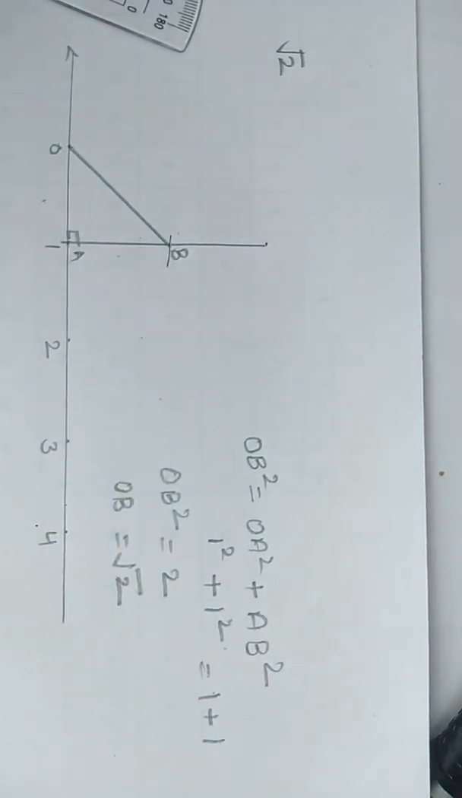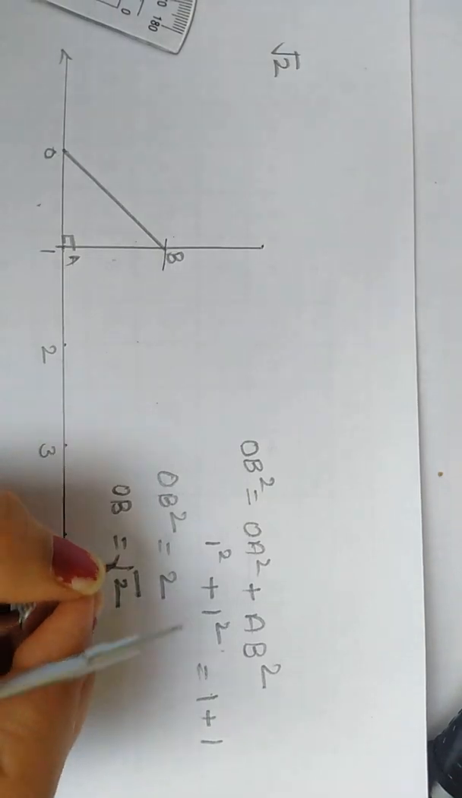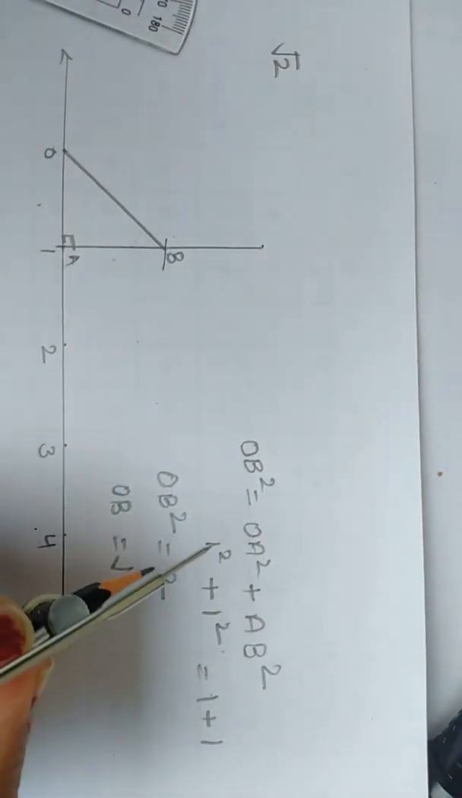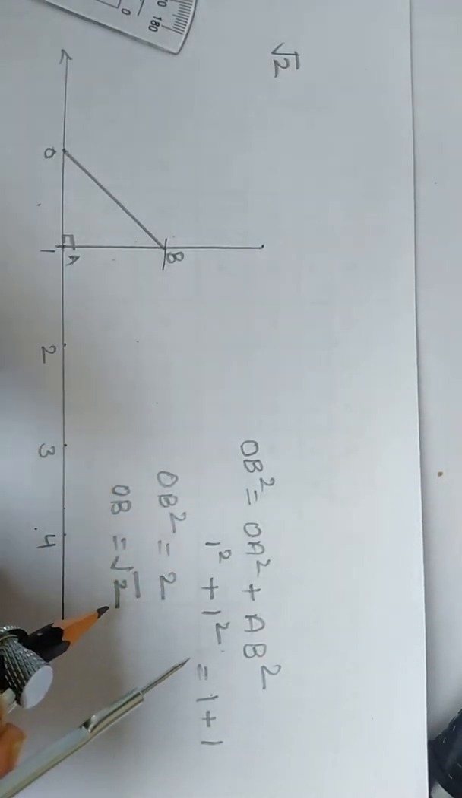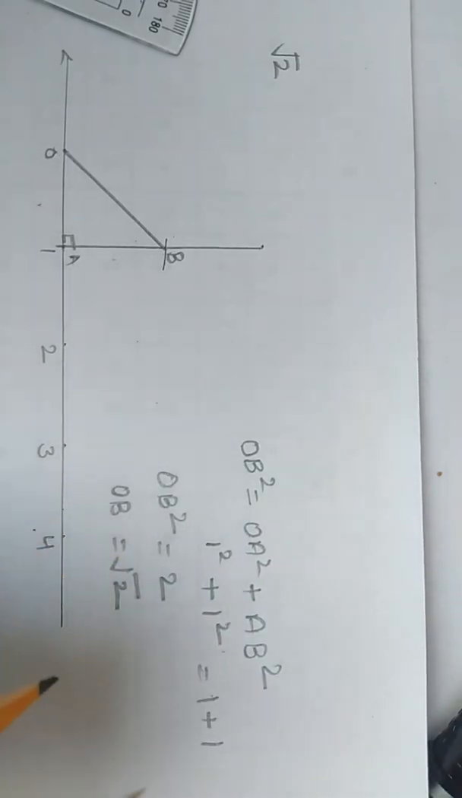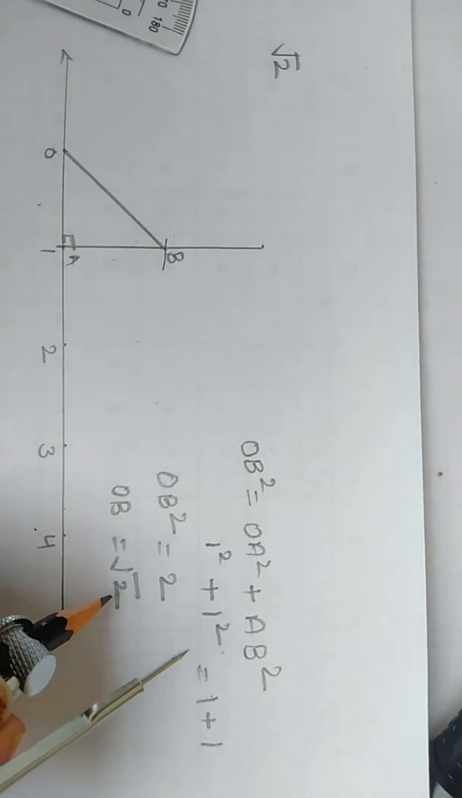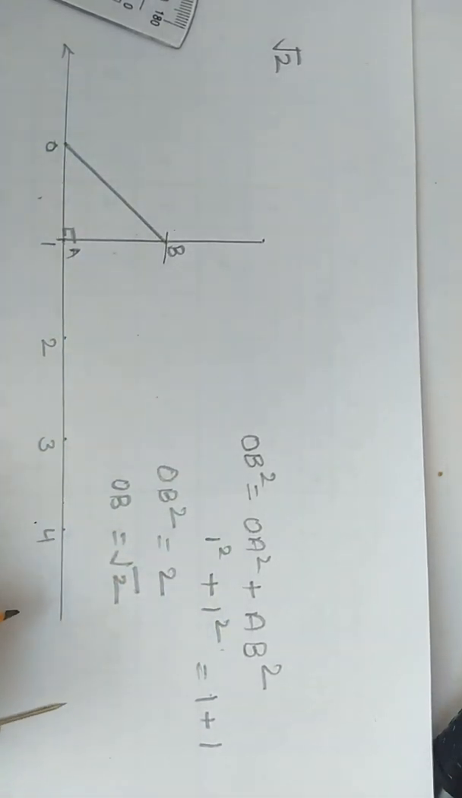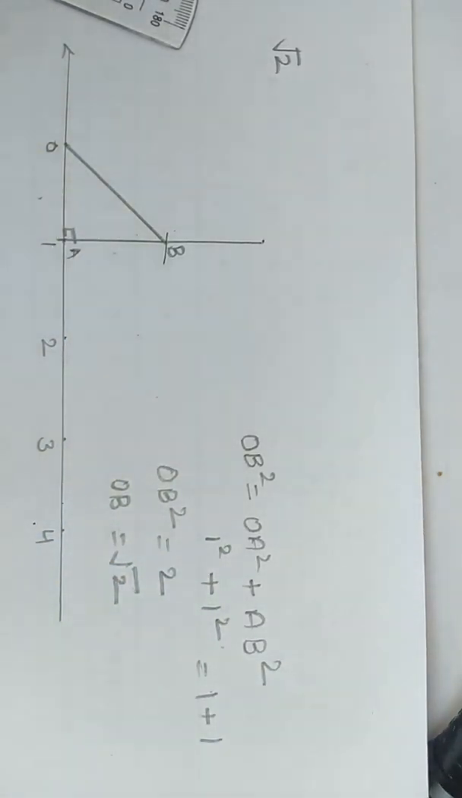We are not taking the negative value. When we remove this square term and take the square root, we take plus minus value, but here we are not taking the negative value because we are talking about the distance. So we take the positive value of root 2.